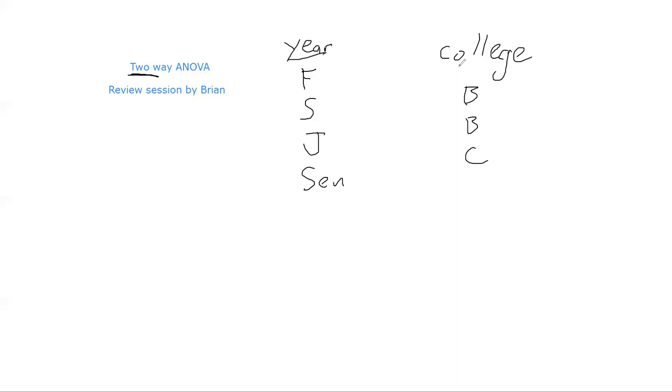We have class year as one variable, college as the other independent variable, and then our DV would be whatever we're measuring from those groups. Perhaps, since I'm obsessed with food analogies, we could do their satisfaction with their college dining experience or something like that. And so again, we would find three primary effects from this analysis.